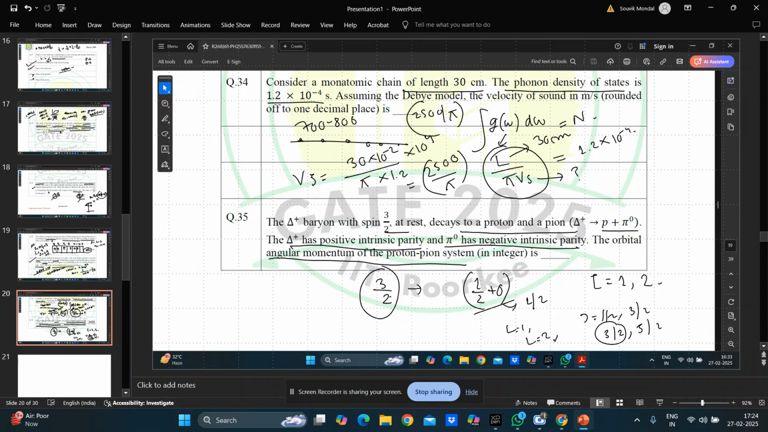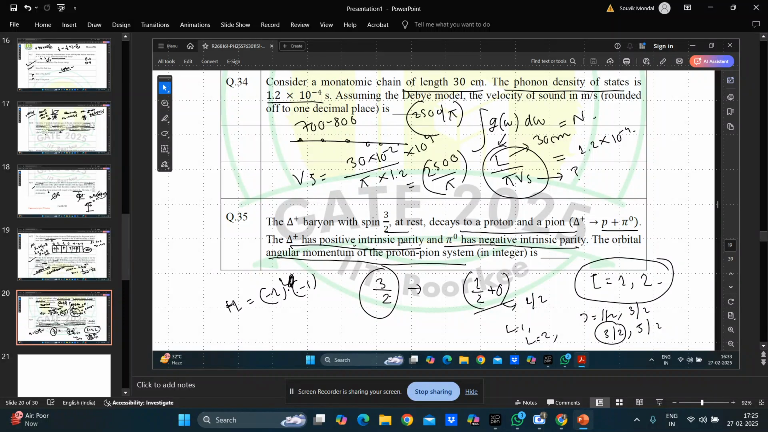So L is equal to 2 is also a possibility, but L is equal to 3 will be not, because 3 minus half will be greater than 3 by 2. Okay. So L is equal to 1 or 2 are possible from this information, the conservation of angular momentum. Now there is another information given here, that is parity. Delta plus has positive intrinsic parity and pi 0 has negative intrinsic parity. So parity is changed. Okay, the first one is plus 1, and the second one is minus 1 to the power L, this kind of thing, and there is minus 1.